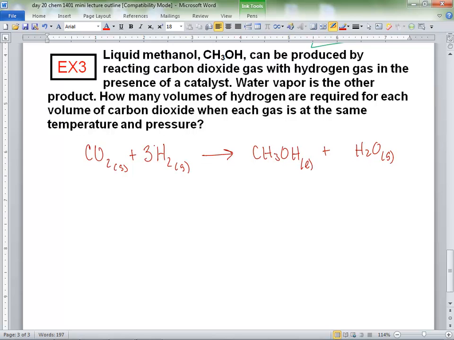So the weird question is after they gave you all the description, they said how many volumes of hydrogen are required for each volume of carbon dioxide. Usually they say moles, right? I mean, with our mole bridge idea, we'd say 3 moles of H2 react for every 1 mole of CO2. So we said moles, but they're talking about volumes. So the trick to doing this is just realizing, well, PV equals nRT, but PV over RT is really just n.